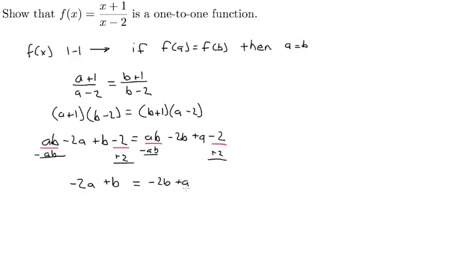So we want to treat this more or less like a linear equation now. We want to get each variable by itself on one side of the equation. So I like dealing with positive numbers, so I'm going to add 2A to both sides and 2B to both sides. So I'm going to add 2A here and here. And I'll also add 2B to both sides. So that gives me 3B equals 3A. So if I divide both sides by 3, I wind up with B equals A.